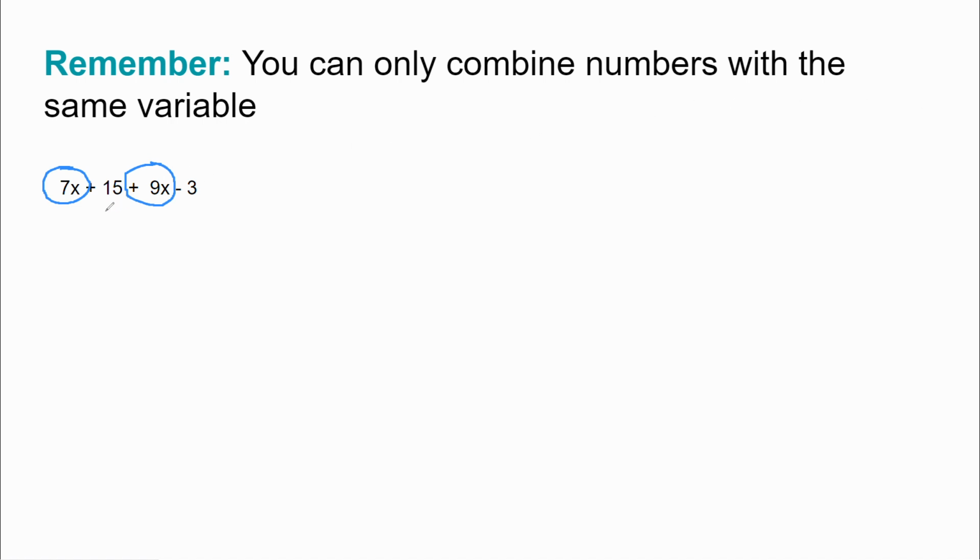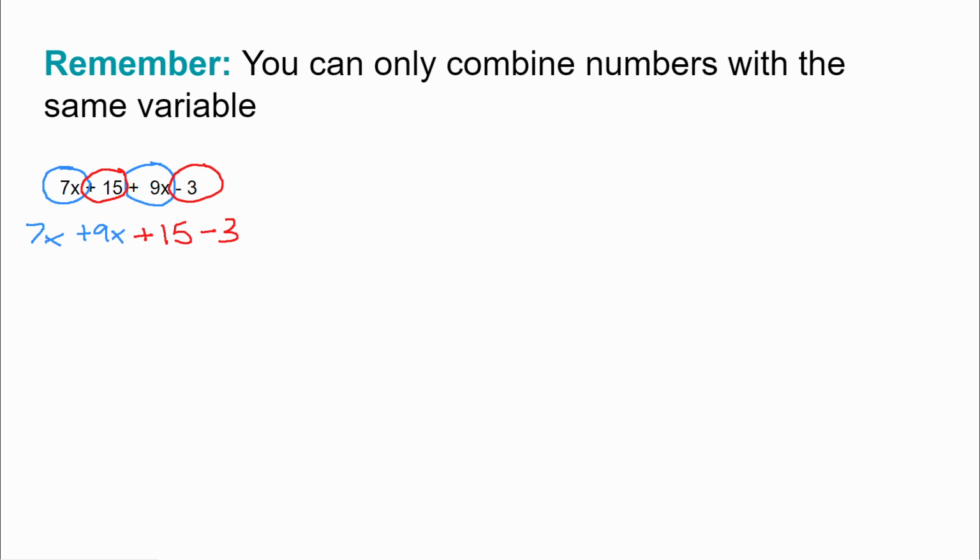Then we'll write the like terms together below. 7x plus 9x. And we'll move on to the next set of like terms. We have the ones with no variables. So I'm going to circle plus 15 and then minus 3. We know that this is a negative 3 because there's the minus sign in front of it. We write these together. Plus 15 minus 3.